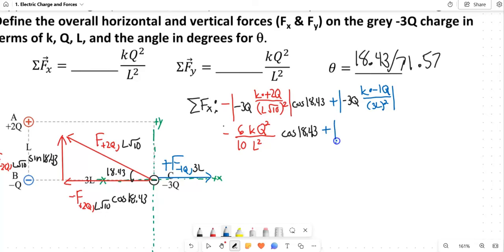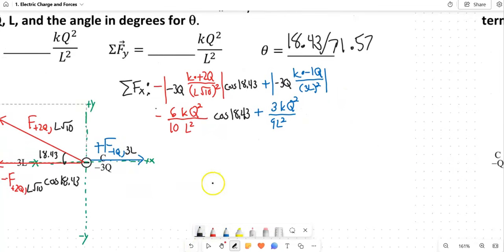Plus 3q times k times 1q. So that is going to be, I don't know why I wrote that absolute value. That is going to be 3kq squared all over 3L squared, which is going to be 9L squared. Okay. Going to go ahead and solve this here. So I'm going to factor out a kq squared over L squared.